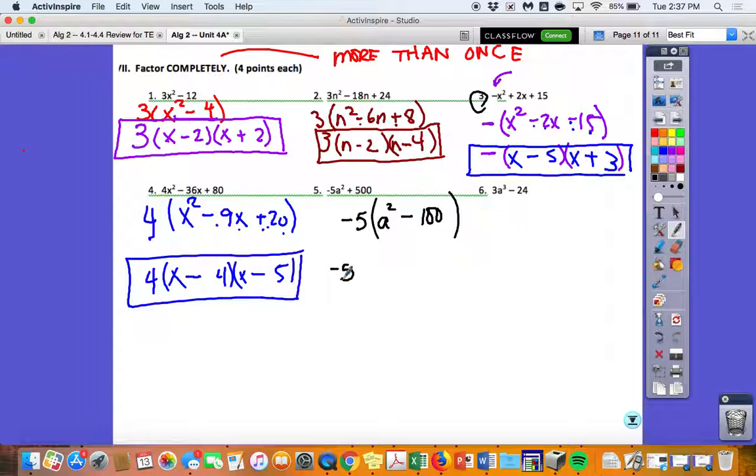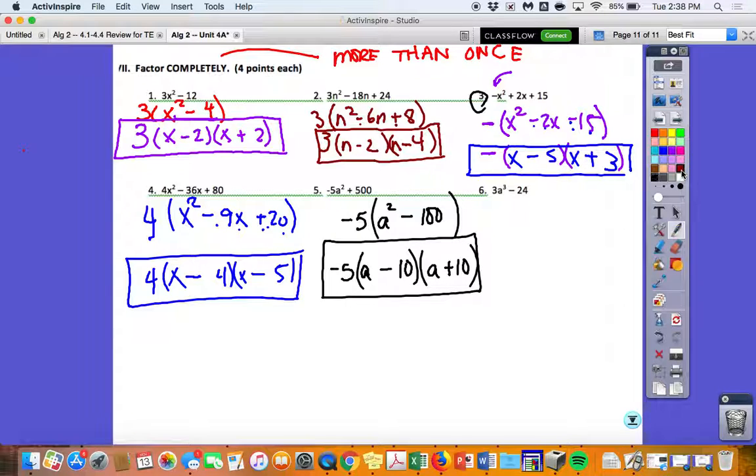So keep the -5 out there, and then you should recognize that it's a binomial, it's subtraction, and you can do the square root of both of those. So that's going to be a, and the square root of 100 is 10. And remember, we're doing square roots, we're not halving, so please don't put 50 and 50. Square root now.